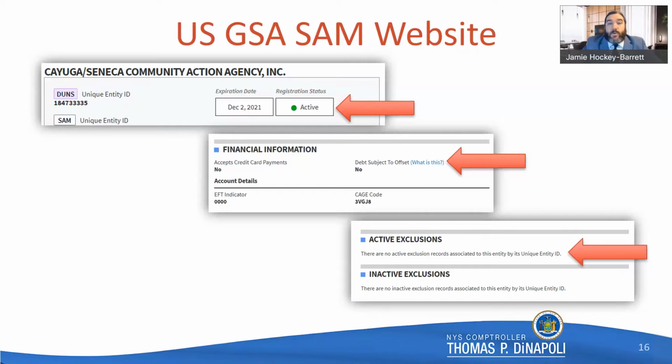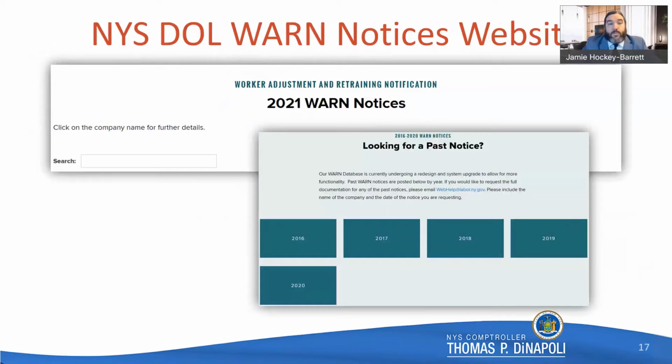Now we're going to move on to the New York State Department of Labor WARN website. So for those of you who are unfamiliar with the WARN website, the New York State Worker Adjustment and Retraining Notification Act requires businesses to give early warning of closings and layoffs, which are made public via this website. So when you first navigate to the WARN website, it's going to bring you right up to the current year of 2021 and provide you with a search field.